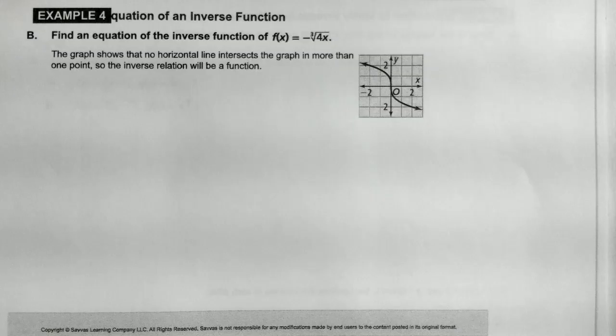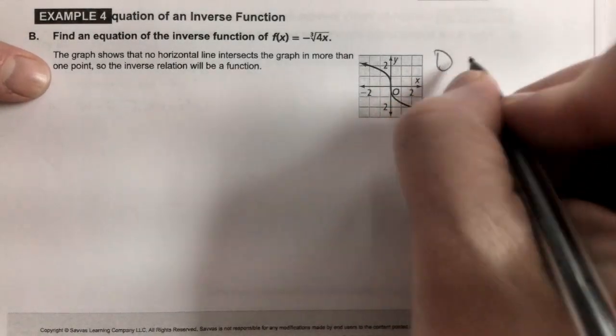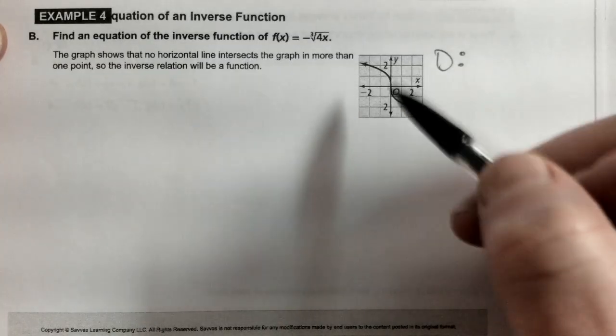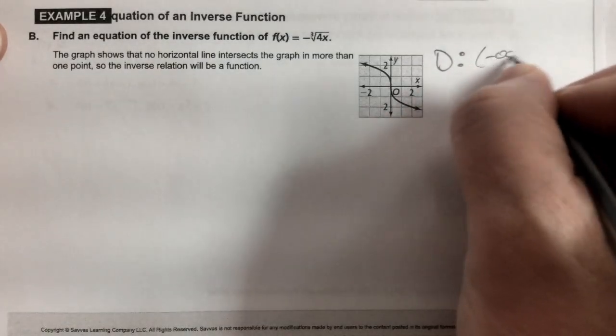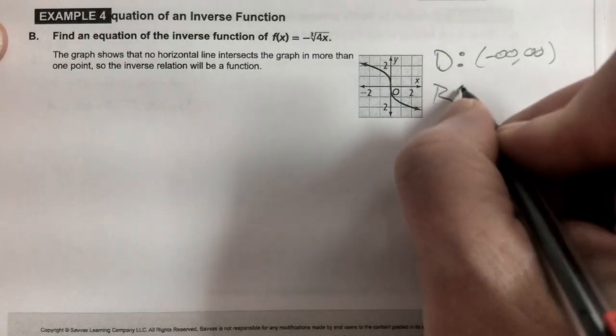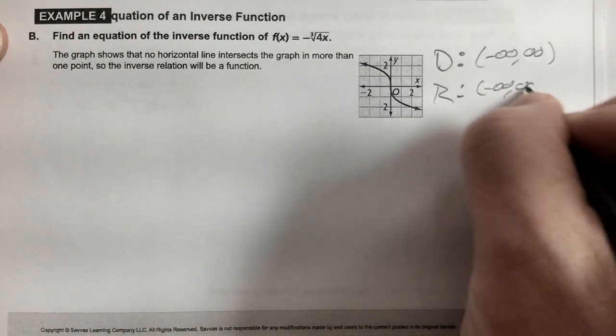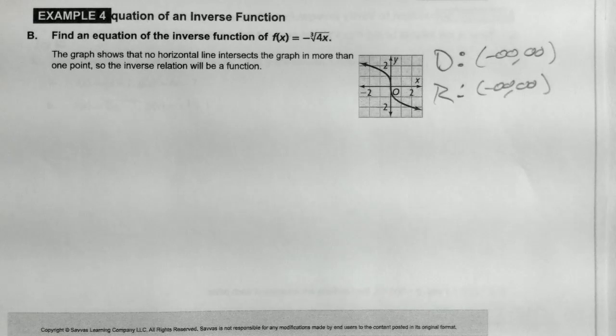Find an equation for the inverse function of f of x equals negative cube root 4x. So, let's start here. What is our original domain? Look at this graph. What's the domain got to be? Negative. Yeah, that's it. And our range? Negative. Yeah, good. So do I need to worry about any restrictions then? No, I don't have to worry about any domain restrictions.